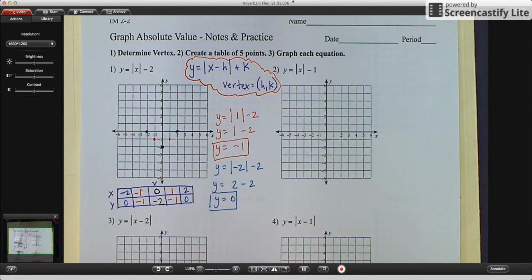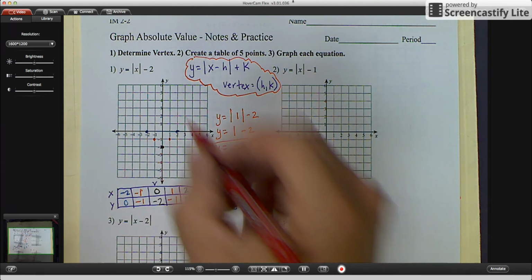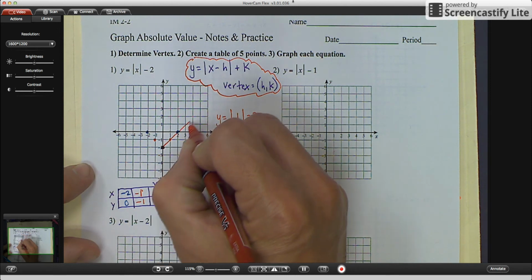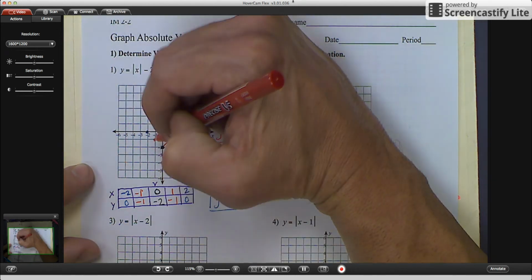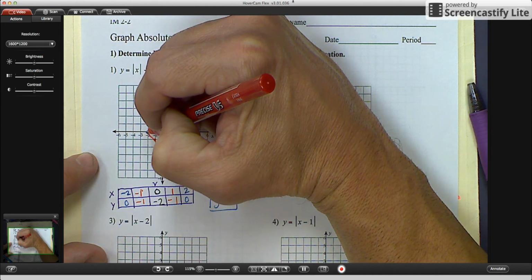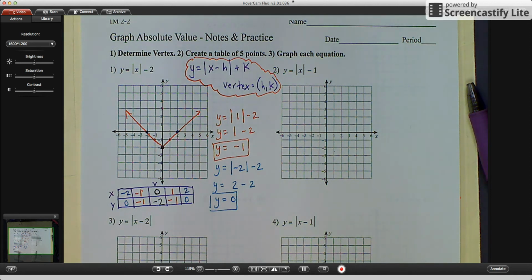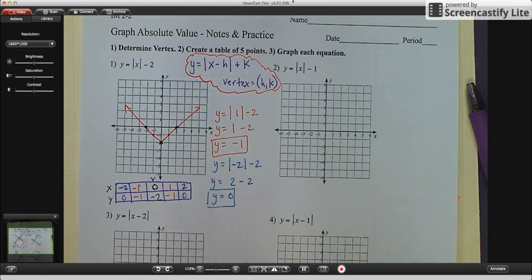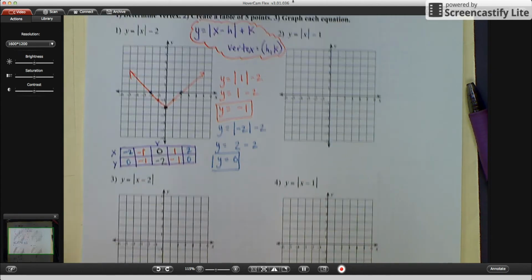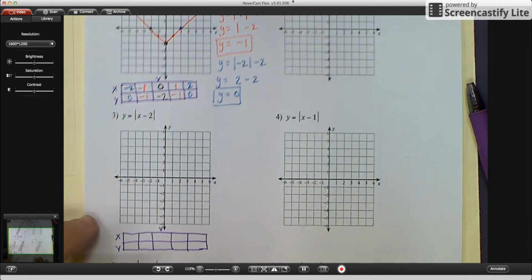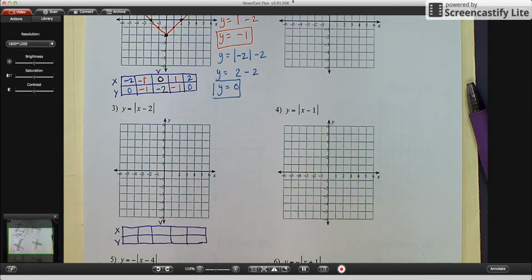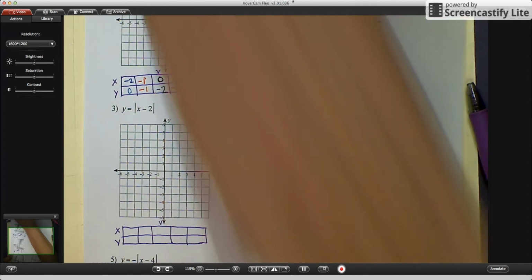And what this turns out to be is two straight lines that look like that. Kind of like a capital V. Sometimes it's wider, sometimes it's more narrow. Okay, and that's what an absolute value graph looks like. Let's look at the second example. A little bit different from the first, but we're still going to graph it the exact same way.